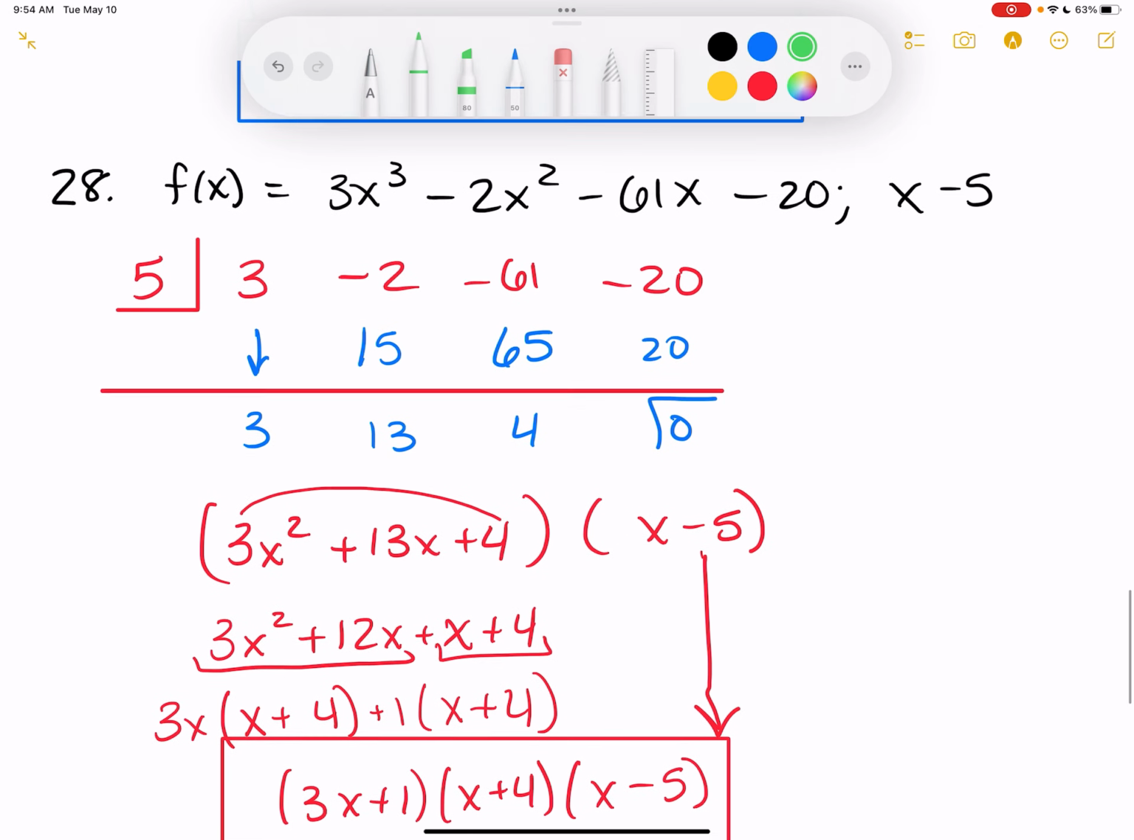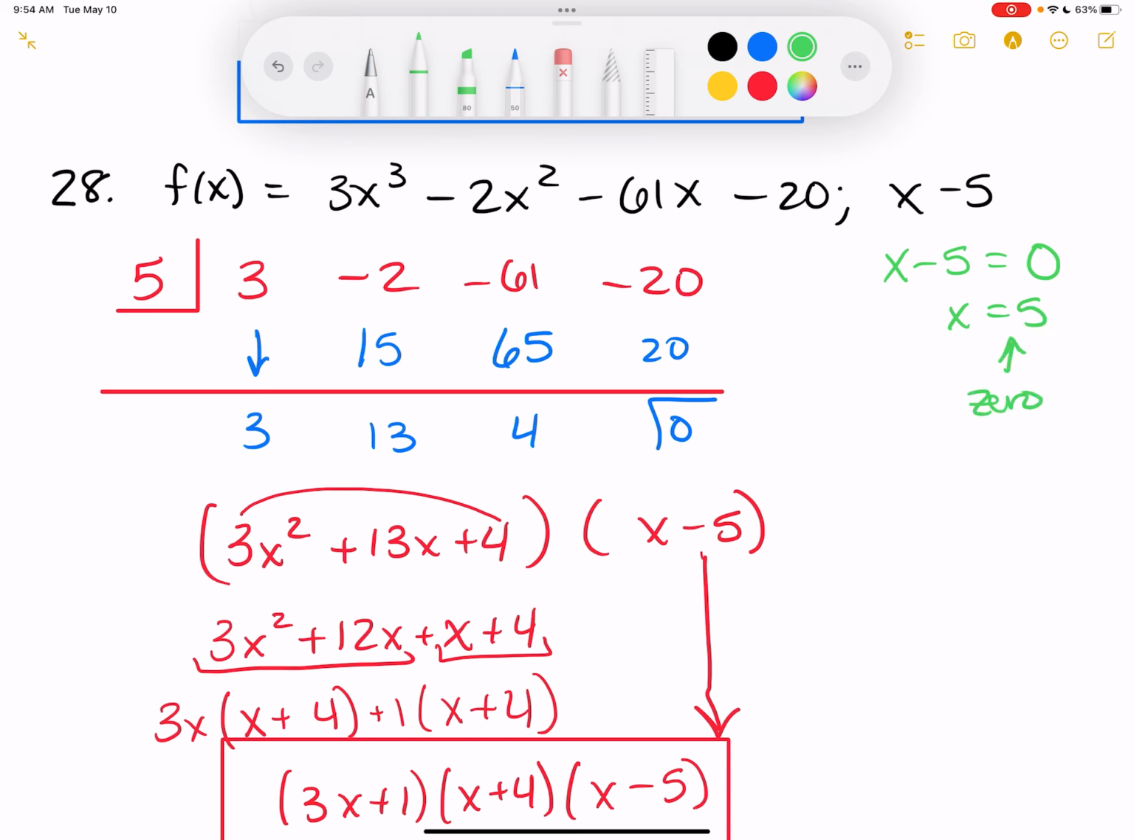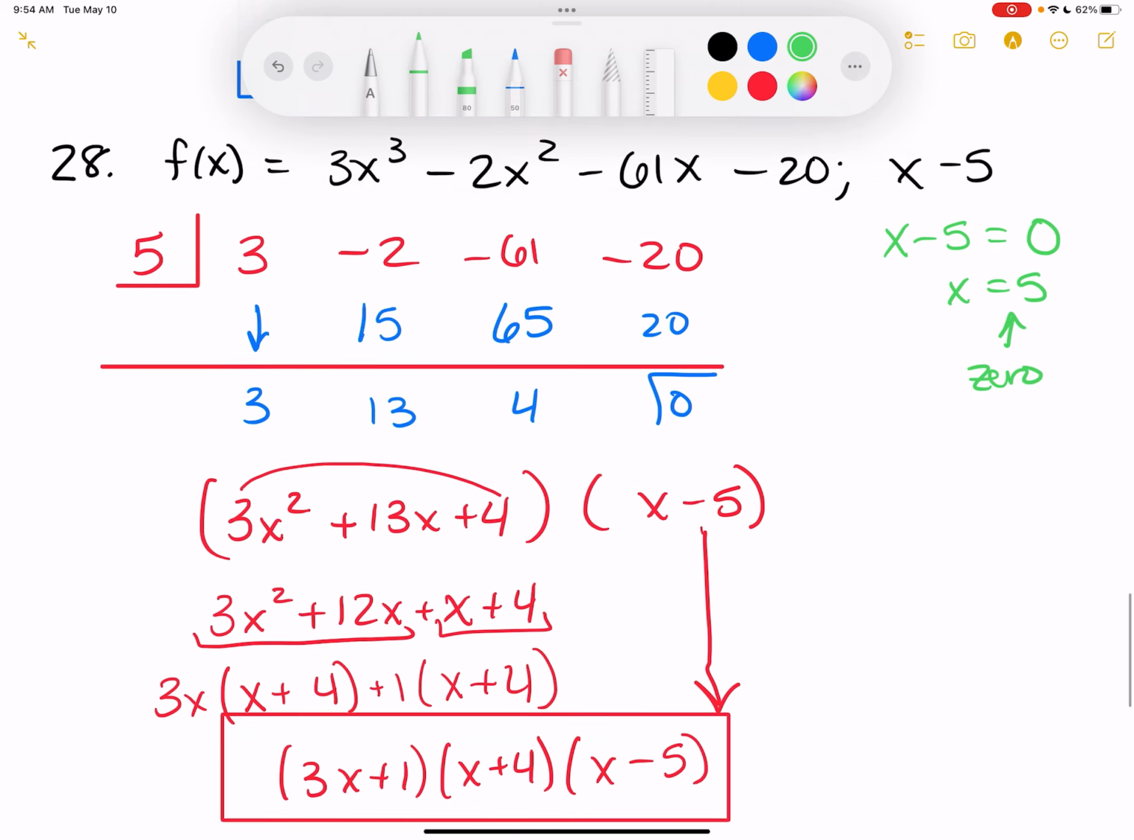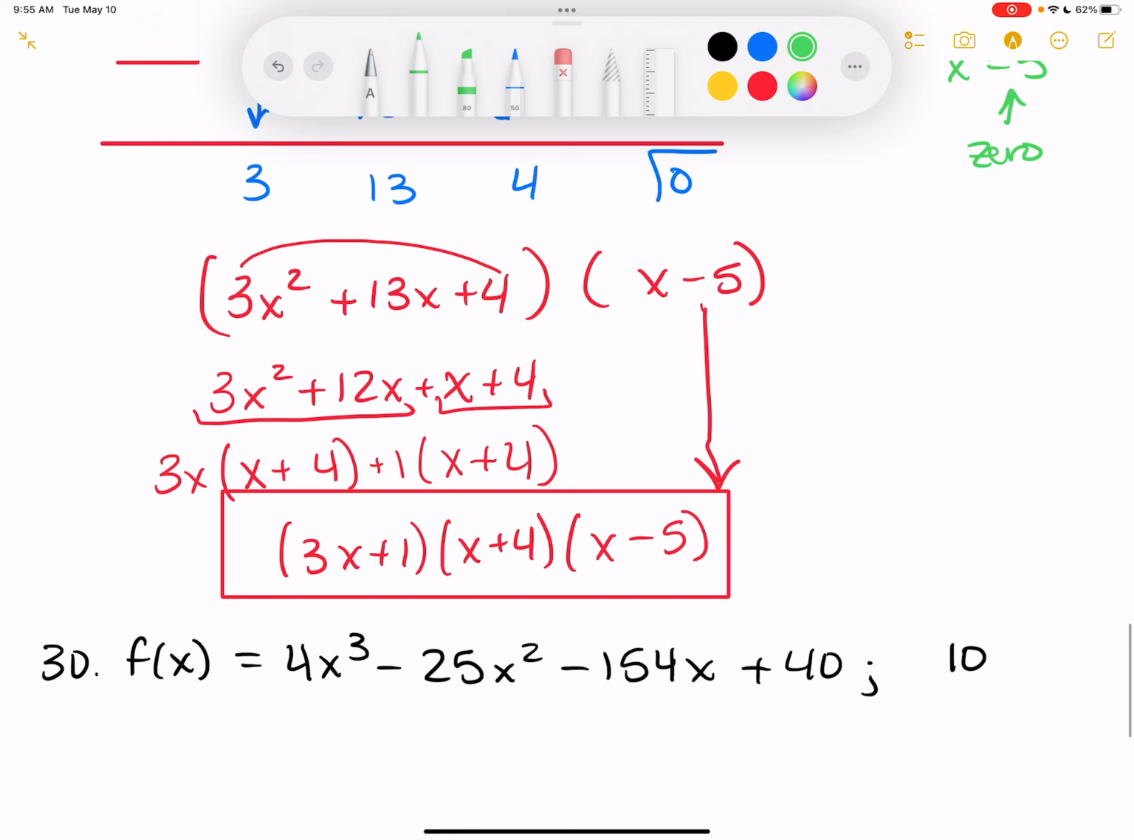Alright, so when I have this, I'm told that this is a factor. If I want to know what the 0 is, I take this and I set it equal to 0, and then I solve for x. So x would be equal to 5. This would be a 0. Okay? Now, down here, in the next one, I'm told what my 0 is. This means that x is equal to 10. So my factor would be what? X minus 10, which is equal to 0.